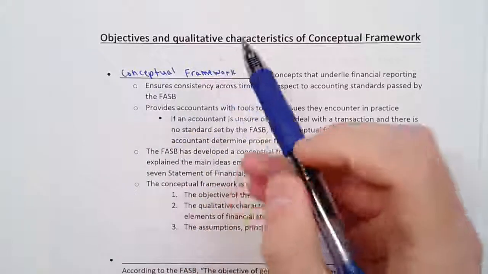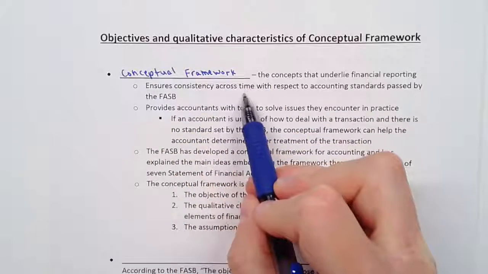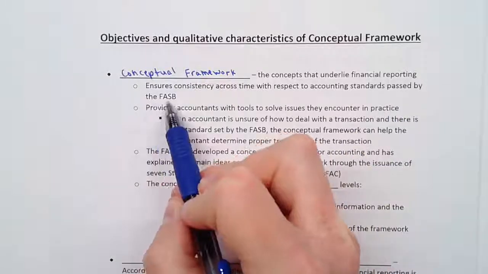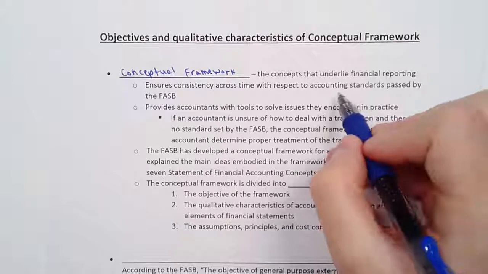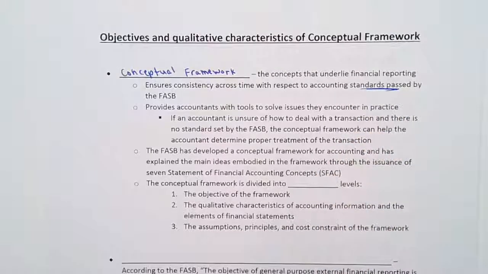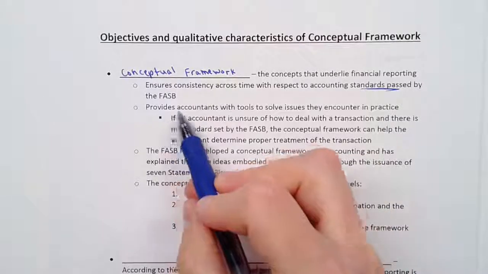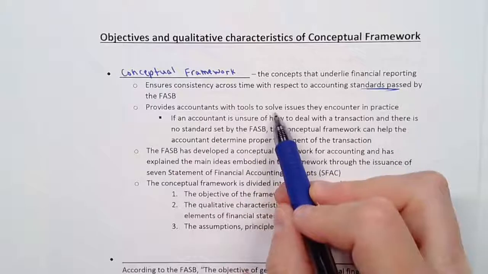The framework basically ensures consistency across time with respect to accounting standards passed by the FASB. The FASB is the Financial Accounting Standards Board, and they pass these standards. The conceptual framework allows the FASB to say, what would make sense to pass as a standard for a specific topic they're looking at. It helps us make sure that over time we're passing standards that are consistent and make sense.